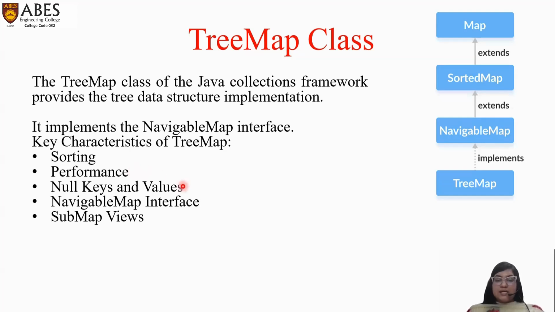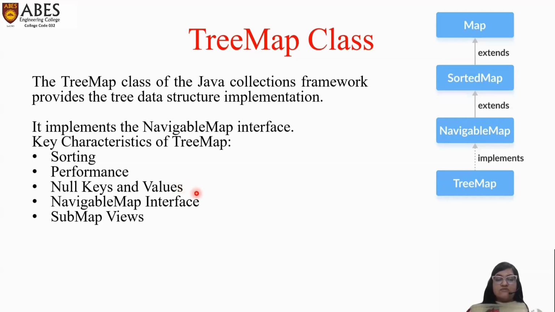Next, we have null keys and values. TreeMap doesn't allow null keys, but it allows null values. This contrasts with HashMap, which allows one null key and multiple null values. If you attempt to insert a null key, a NullPointerException will be thrown.